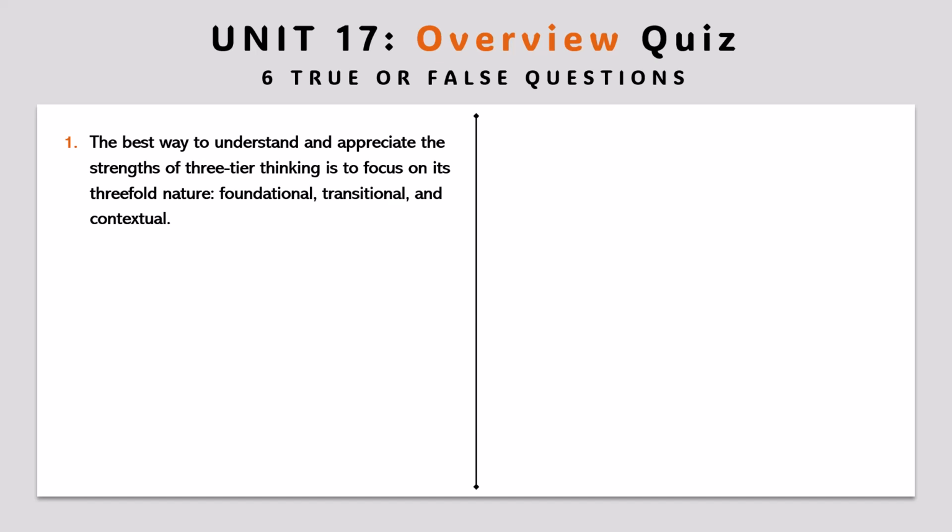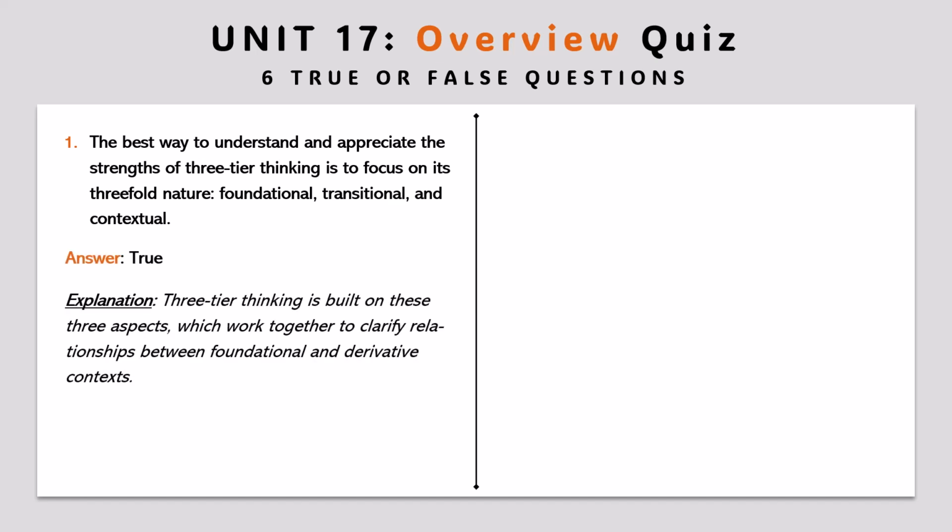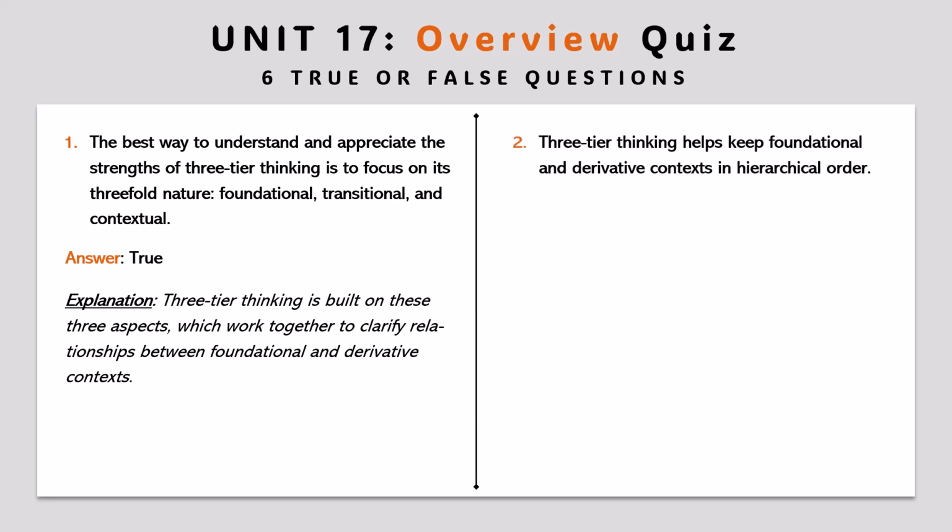Question number 1. The best way to understand and appreciate the strengths of 3-tier thinking is to focus on its threefold nature: foundational, transitional, and contextual. Answer: true. Explanation: 3-tier thinking is built on these 3 aspects, which work together to clarify relationships between foundational and derivative contexts.